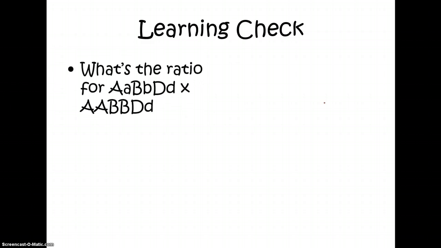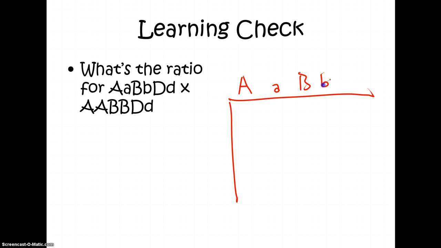Now for your learning check, this one's going to be difficult. I want you to set up a Punnett square and do a trihybrid cross. Something like this. I don't have time to go through it, so go ahead, set that up, work on it the best that you can, and we will talk about it tomorrow in class.